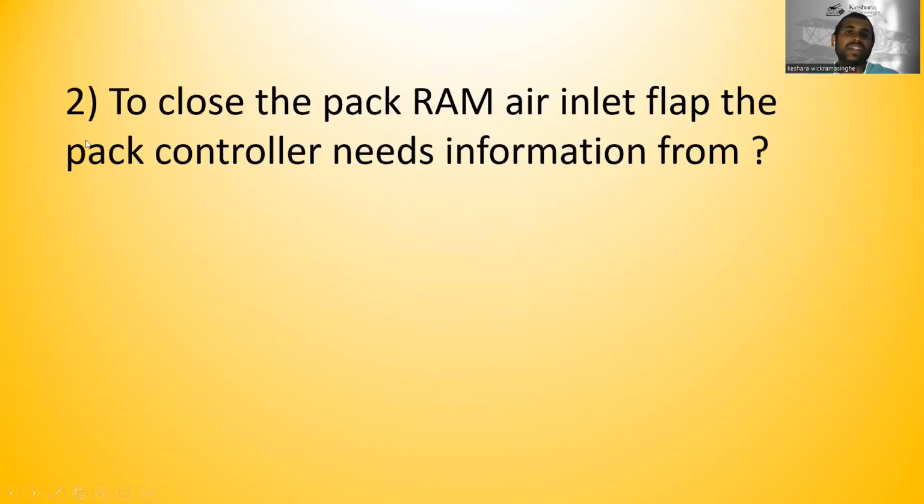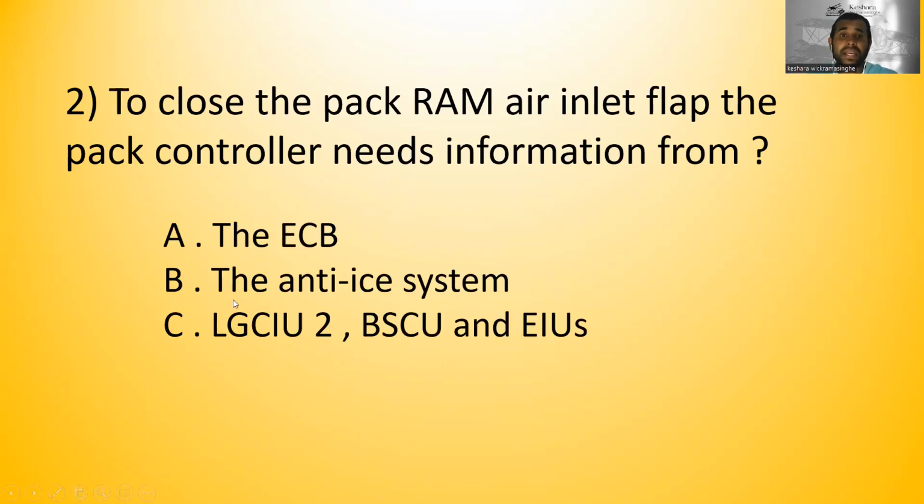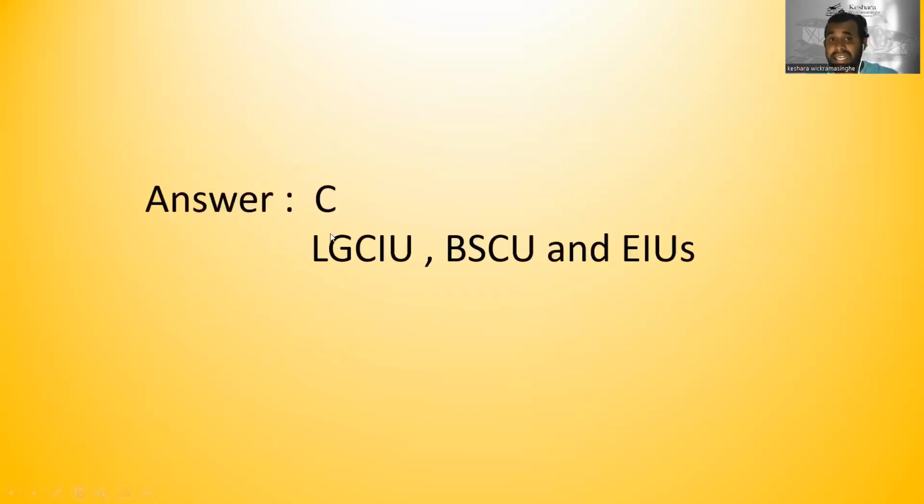Now question number 2. To close the pack ram air inlet flap, the pack controller needs information from. Answer A, the ECB. Answer B, the anti-ice system. And answer C, LGCIU2, BSCU and EIUs. What should be the answer? I will give you a few seconds. The answer is C, LGCIU, BSCU and EIUs.